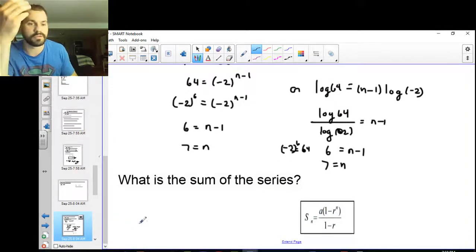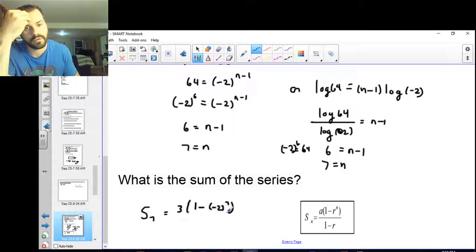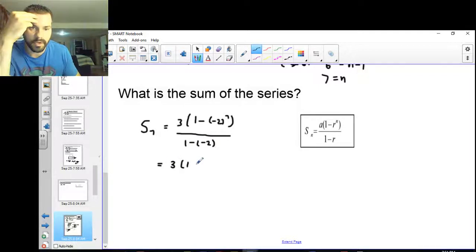So then we say, well, what's the sum of the series now? Well, now we know that the 7th term is what we're looking for. Our first term was 3. And then it's 1 minus -2 to the 7th, divided by 1 minus -2. So we say, okay, well, that means we have 3 times 1 minus, and then -2 to the 7th is going to be -128.